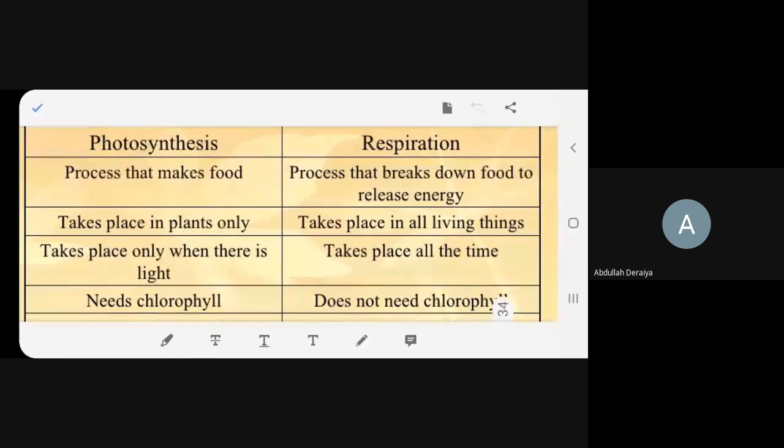Start. Fatima, take on the charge, Peter. Yes, ma'am. Photosynthesis, process that makes food. Respiration, process that breaks down food to release energy. So you agree? In photosynthesis, plants make food. In respiration, food is broken down to release energy. Yes or no?